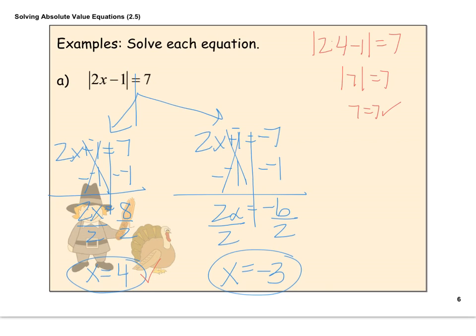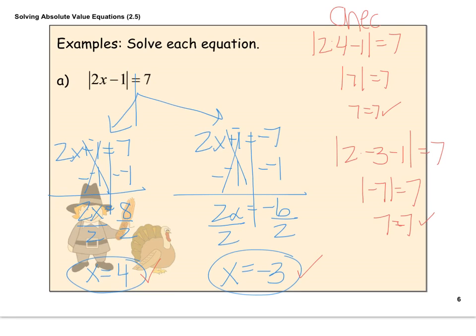Checking our other one, -3. 2 times -3 minus 1 should equal 7. Let's figure out what's inside our absolute value. 2 times -3 is -6, minus 1 is -7. The absolute value of -7 is 7. So again, those two check out. So that answer works too.